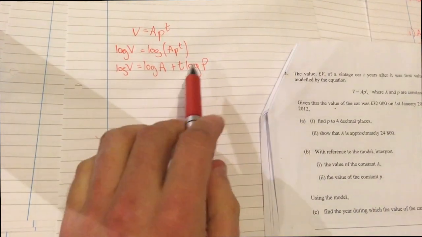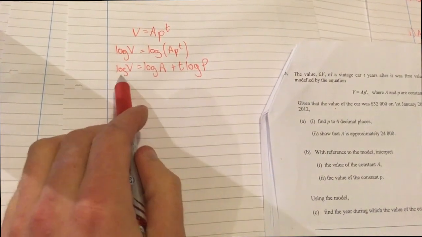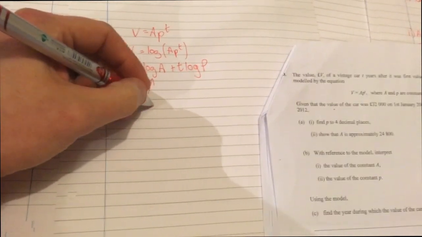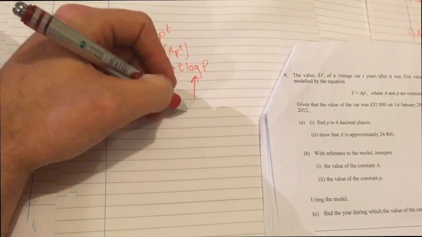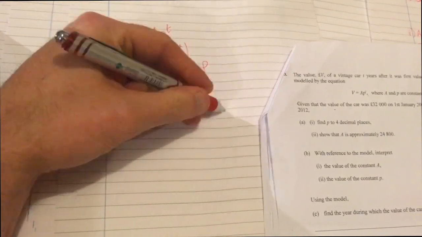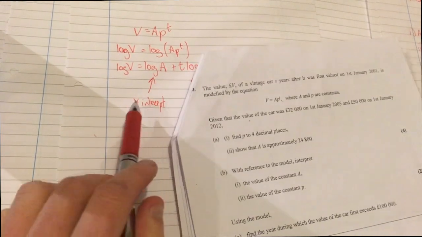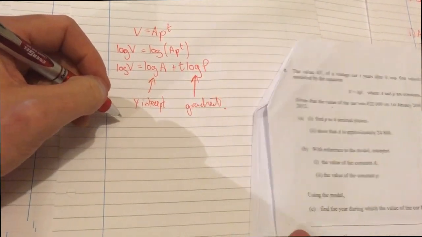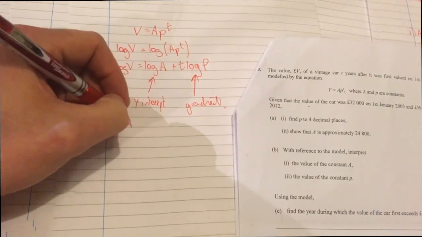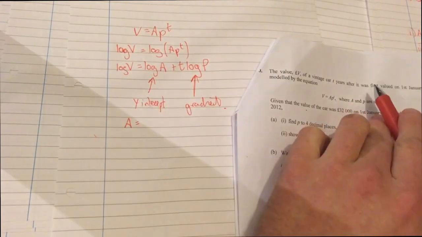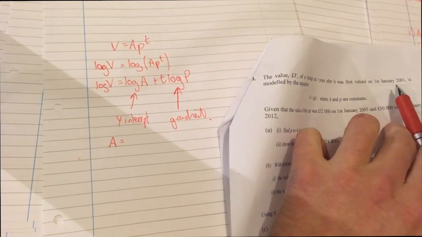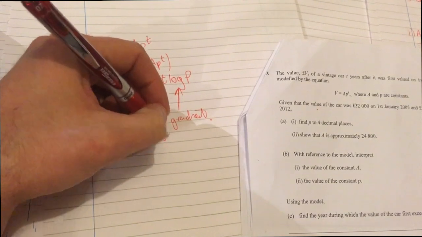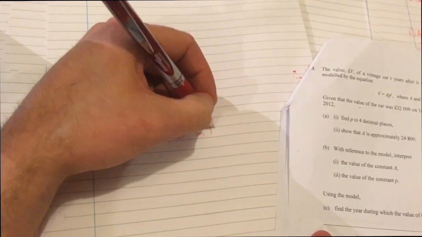So if we look at this, our x value is obviously time, y value is log v. This is going to be our y-intercept, and log p is going to be our gradient. So if we look back at the question, we can interpret what these things actually mean. Let's do log a first. So a is going to be our y-intercept, which is going to be the value of the car on the 1st of January 2001.